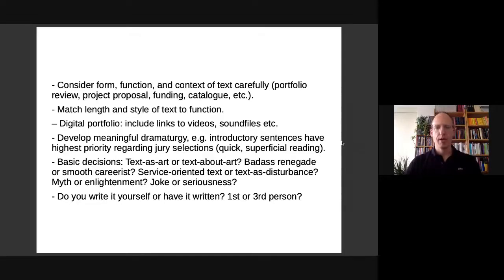So, another decision that I think is a very basic one is: do you write your own text? Do you give your own statement, or do you have it written? That is also something that is very fundamental. Do I speak with my own voice? Is it me who states something in my portfolio? Or do I have a colleague from art history, an art critic, etc., who writes a text about me and my work?